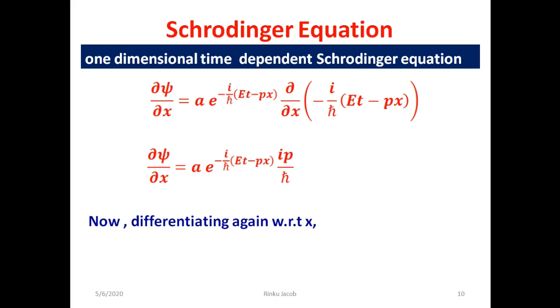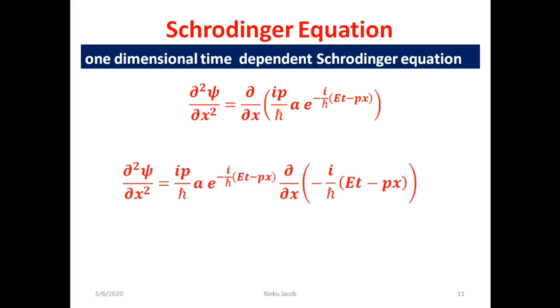Now to take the second derivative, we differentiate again with respect to the position coordinate x. That is dou square psi by dou x square equal to dou by dou x of i p by h cross into A into exponential minus i by h cross into (Et minus px).